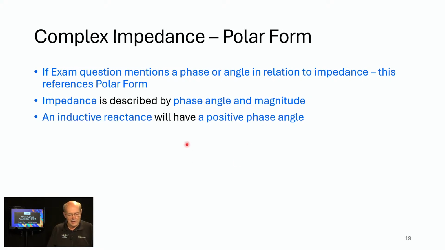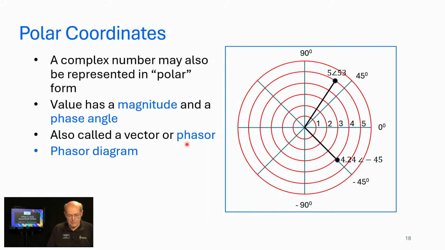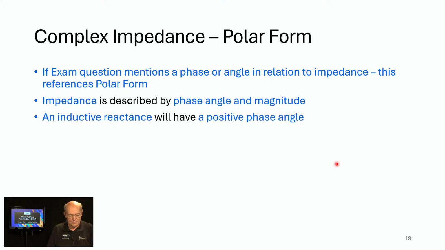An inductive reactance will have a positive phase angle. Let me just jump back a couple here. There we go. So here we've got a positive phase angle, 53 degrees. Here we've got a negative phase angle. So this would be an inductor, this would be a capacitor, or capacitive reactance.